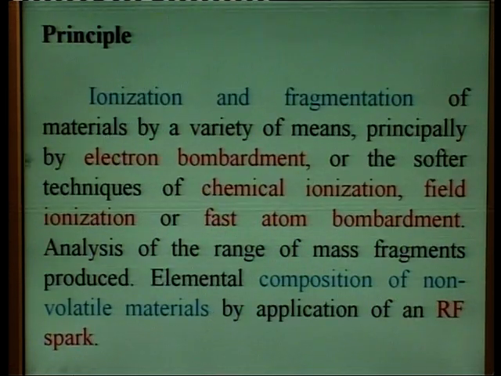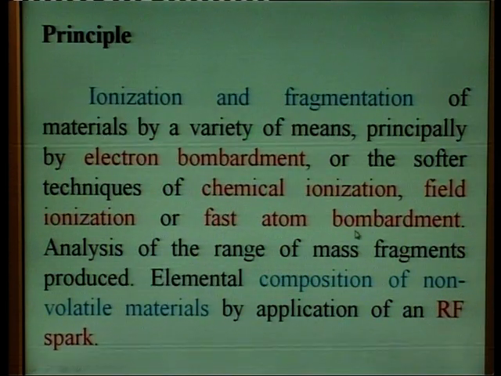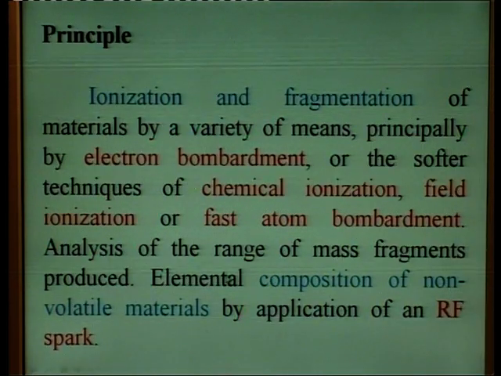Now, what is the basis? The basis behind this is ionization of the sample compounds and the fragmentation, and this is made possible by electron bombardment, chemical ionization, field ionization, or fast atom bombardment. The analysis of a range of mass fragmentations produced, and elemental composition of non-volatile materials, are made possible by the RF spark.